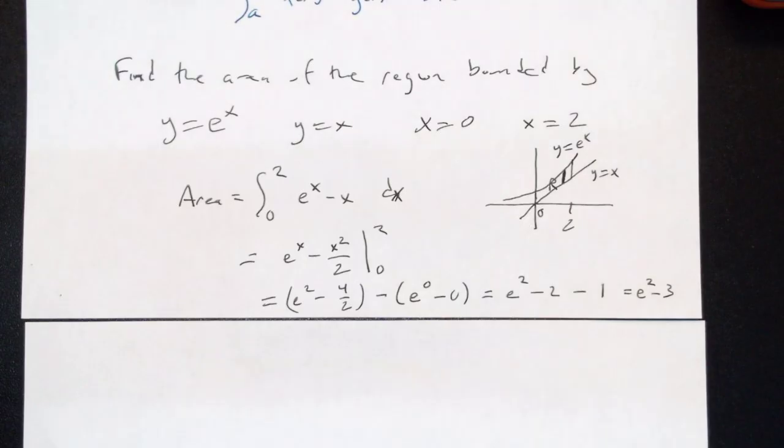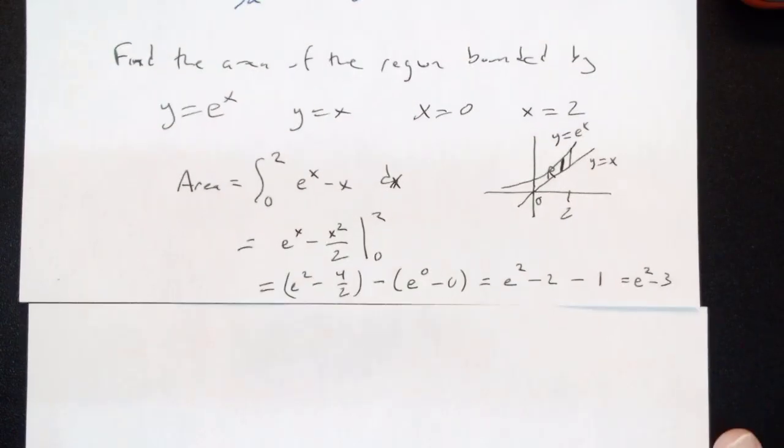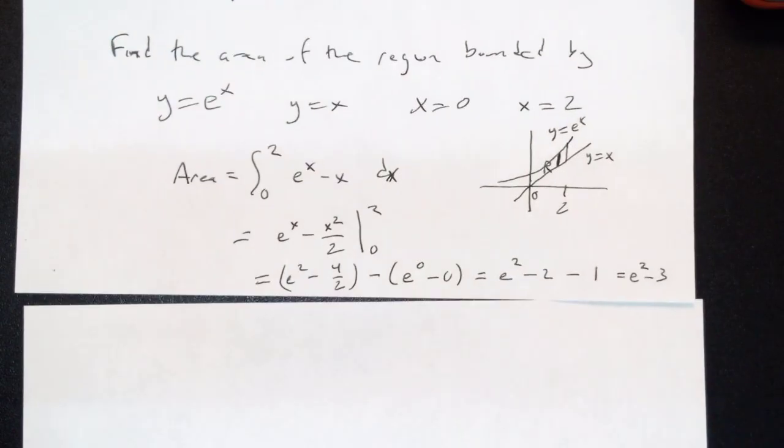I did something sneaky. I gave you an answer. When you plug in 0, you don't get 0. Plug in e to the 0, you get 1. Because it's x squared over 2, isn't it? Well, because I had to do the antiderivative. The antiderivative of e to the x is e to the x. But the antiderivative of x is 1/2 x squared. My power goes up.